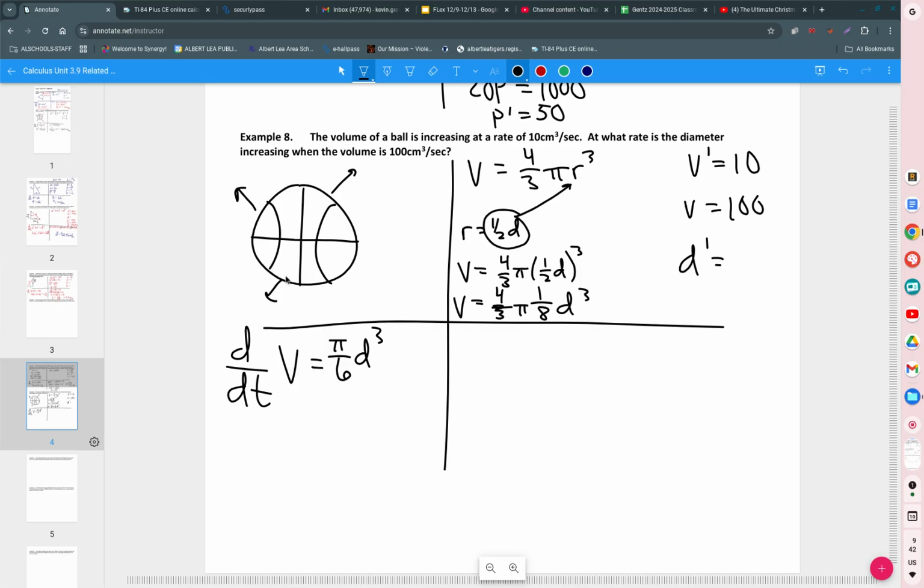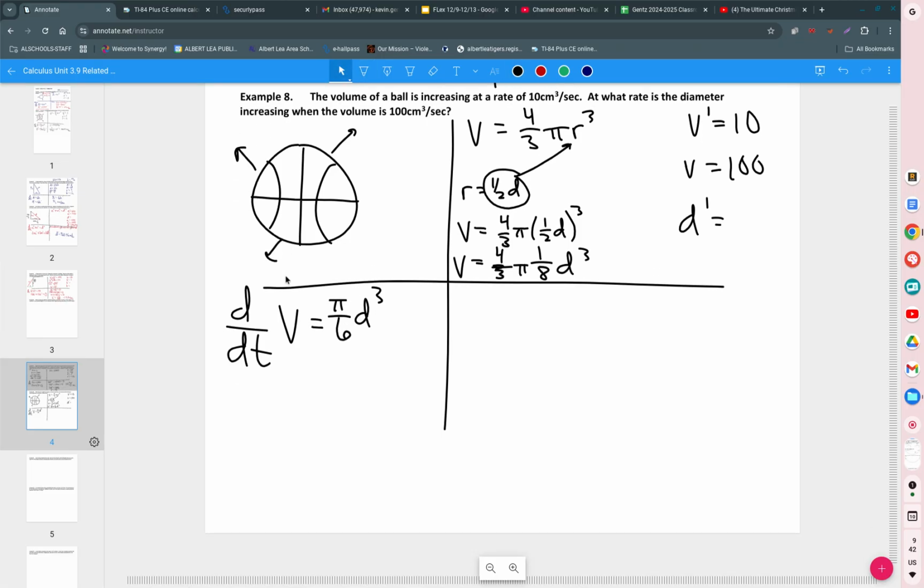I take the derivative of this with respect to time. What is the derivative of V? What is the derivative of pi over 6 D cubed? Yep, 3 pi over 6 would be pi over 2. D squared, D prime. We have V prime. V prime is 10.